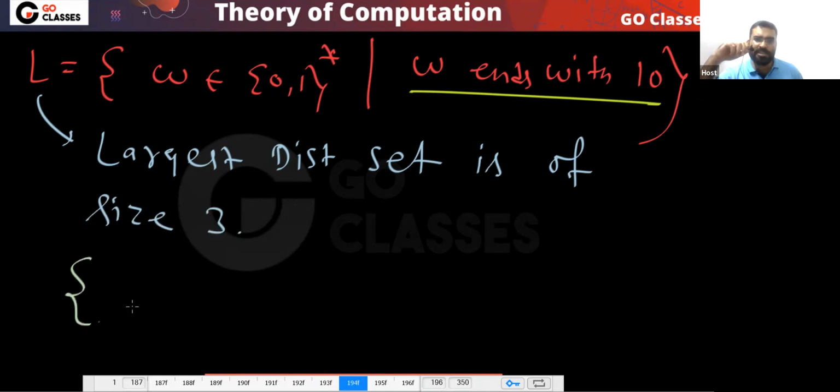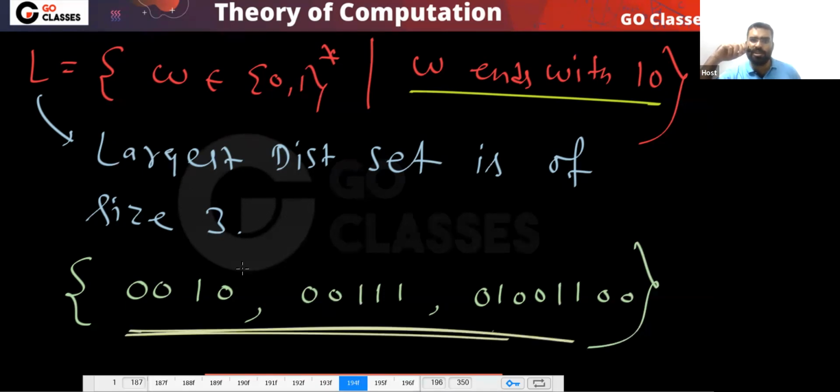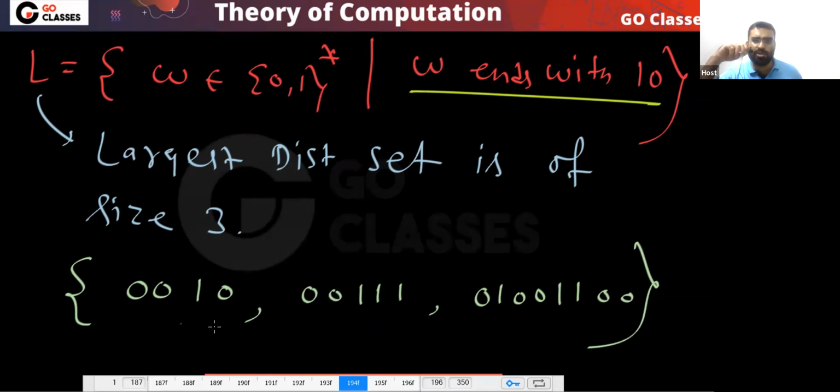For example, this set will work. Do you agree? This set will work. This set will also work. This set will also work, correct or not? This set is also distinguishable. These are also pairwise distinguishable. This set will also work. So I can say the largest distinguishable set is of size 3.